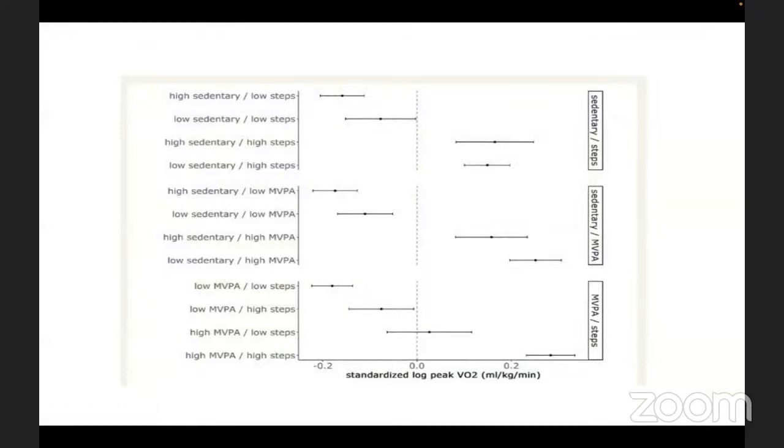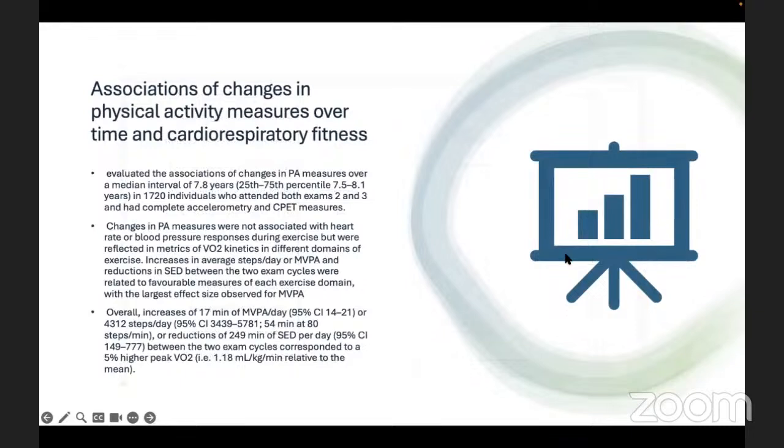In this figure, actually, it shows that the peak VO2 is highly observed in the high steps with high sedentary, high steps, and the high sedentary high moderate, compared to the moderate vigorous physical activity, and the last one is the high moderate physical activity and higher steps, actually. Next, please.